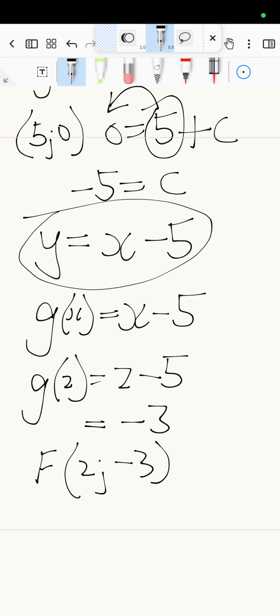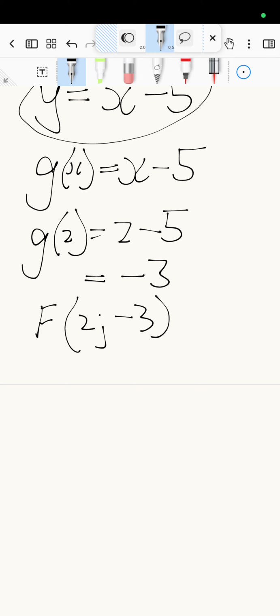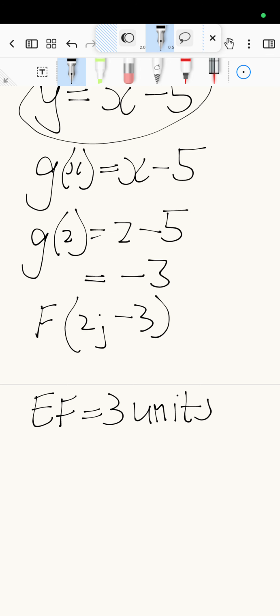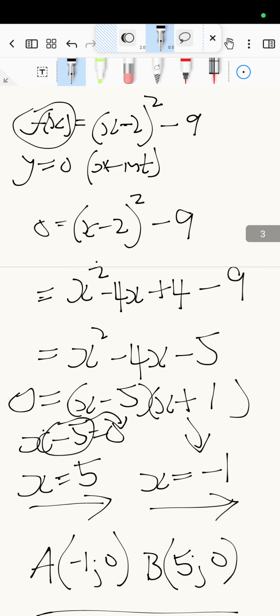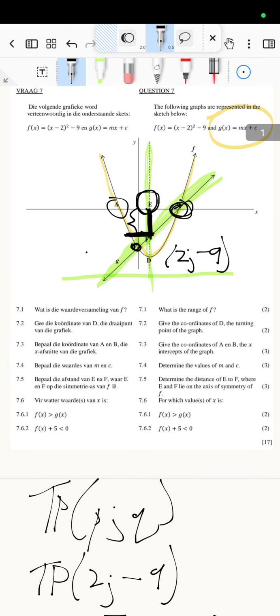Okay, they want to know the distance from E to F. So the distance from that 0 till the negative 3 is going to be, so EF is going to be 3 units. Okay, let's go back. Let's check if that's what they wanted. Just to confirm, yeah, that is our 3 units.